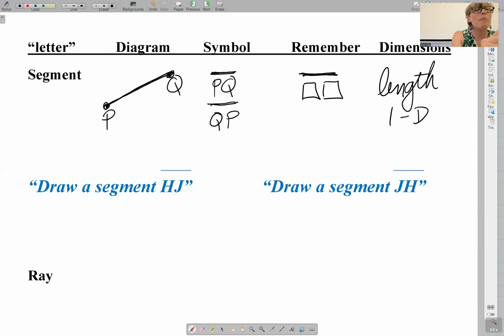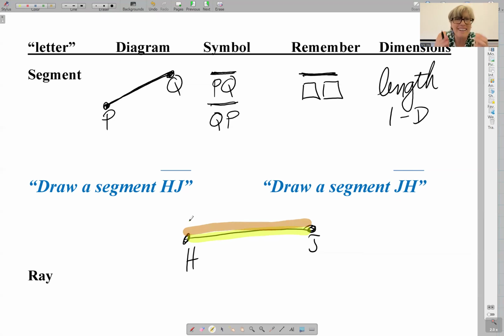Guess what? You can draw this exact same thing with only one segment. Draw a segment HJ, draw a segment JH. So I know HJ, you would read it going this way. JH, you would read it going that way, but guess what? It's the same segment. Doesn't matter because they're both endpoints in both directions.